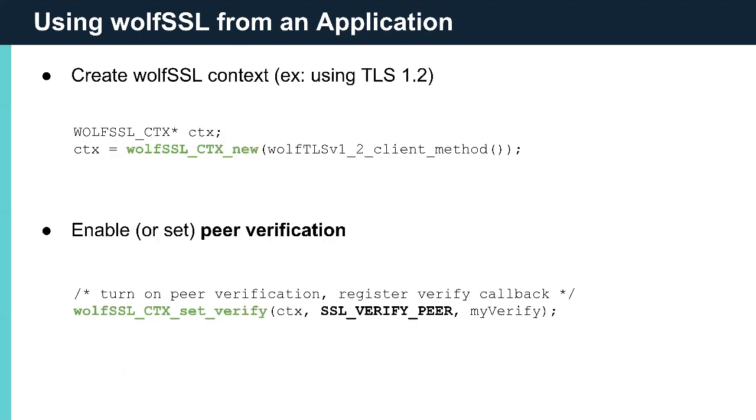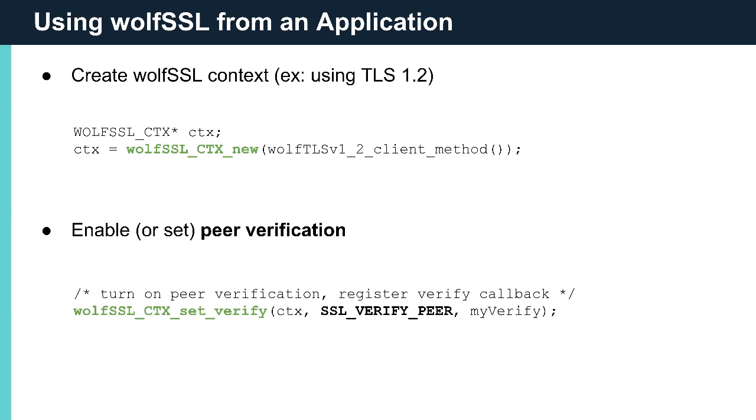You then create a new wolfSSL context with wolfSSL_CTX_new. This function takes an argument of a version. So here we're creating a TLS 1.2 client context. And we have version APIs for all the protocol versions and client and server. So there's also a TLS v1 server method, for example.